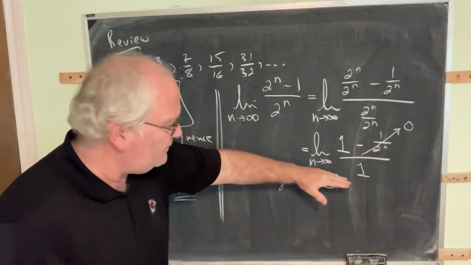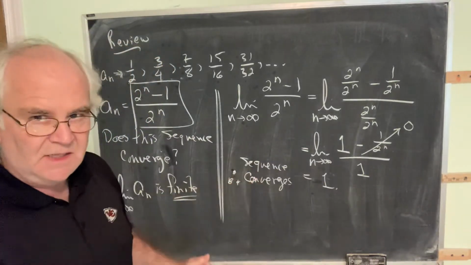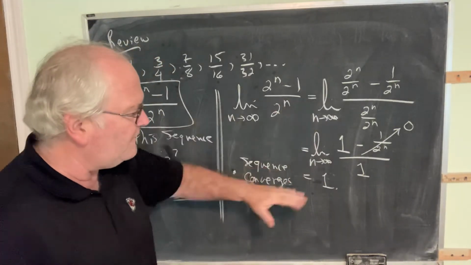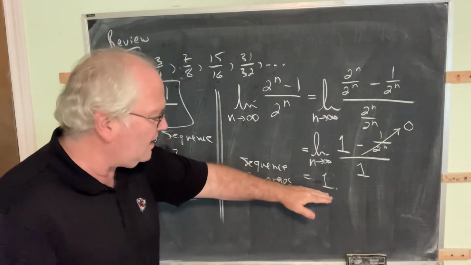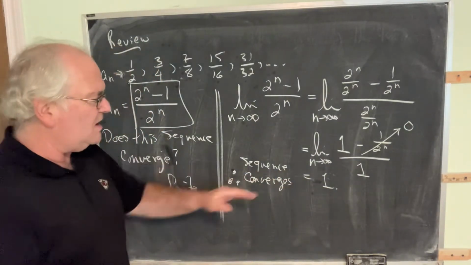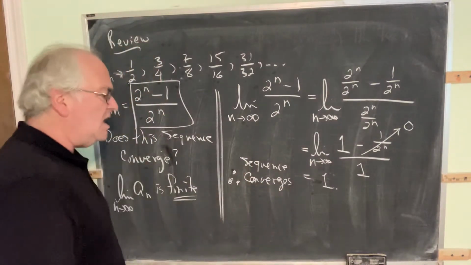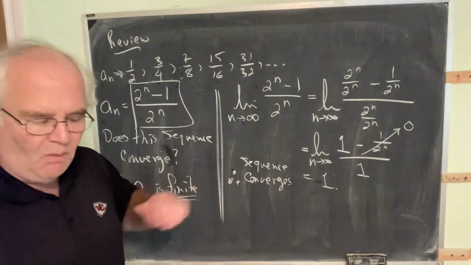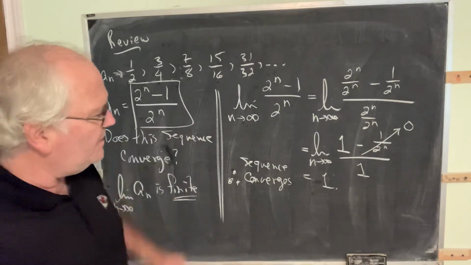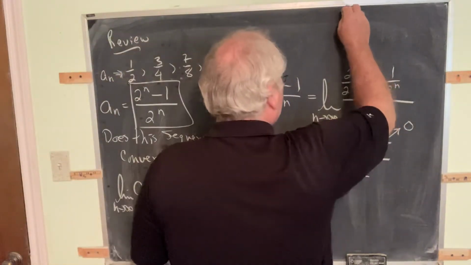If this goes off to infinity or negative infinity, the limit doesn't exist. So there are a couple ways for this to fail, but if it succeeds, if that limit is a finite number, then we say the sequence converges, and in this particular case, the interpretation is the horizontal asymptote is at 1. So I want to keep this in my back pocket here just for a minute.